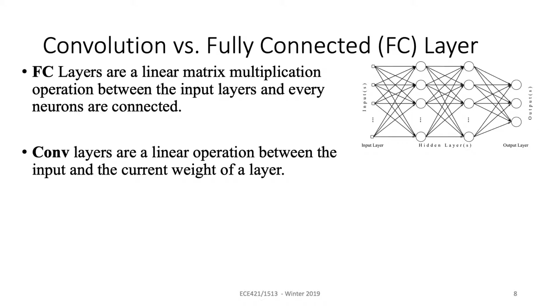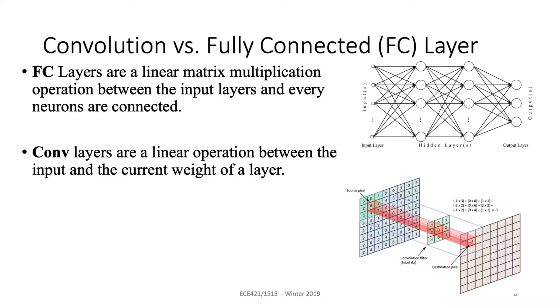However, a convolution layer is also a sort of linear operation between the input and the current weights of the layer, but it involves a smaller kernel like this, normally 3x3 by the number of channels they have. I would call it C. It could be 2, 3, or 5, or recently they have found that 5 by 5 is also very efficient. So instead of applying a fully connected layer, the whole matrix multiplication between two different layers, you will convolve in a loop, left to right, up and down, and also in depth. So that's how we convolve this.